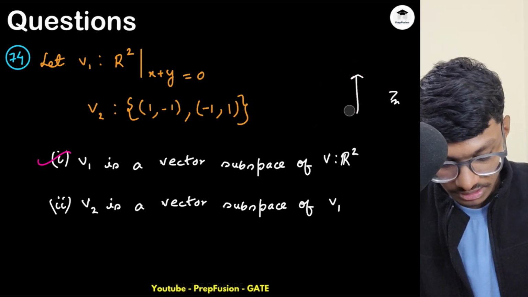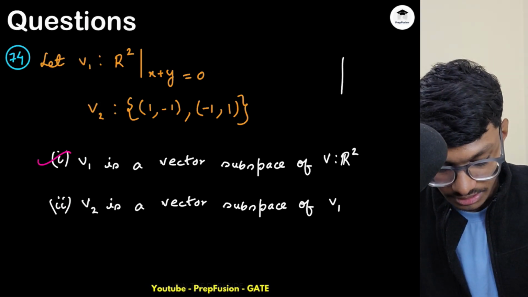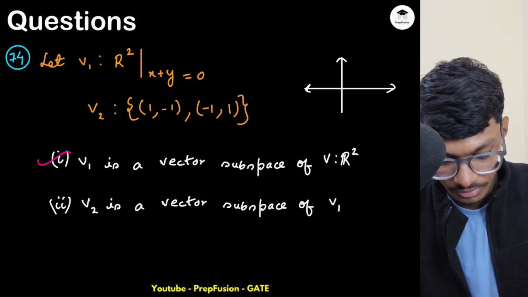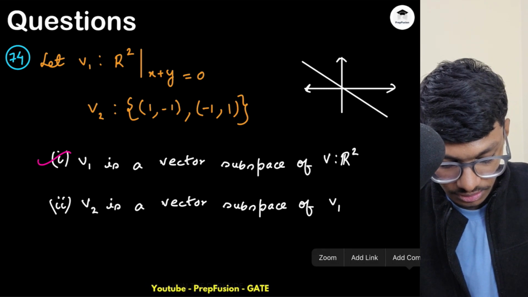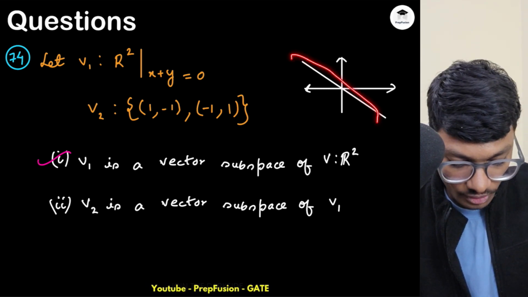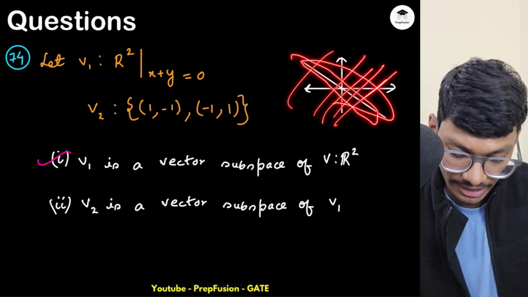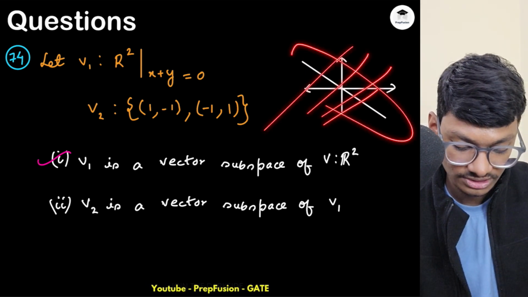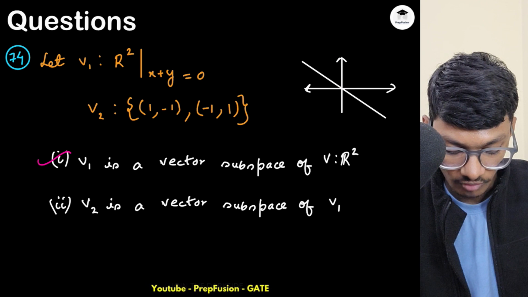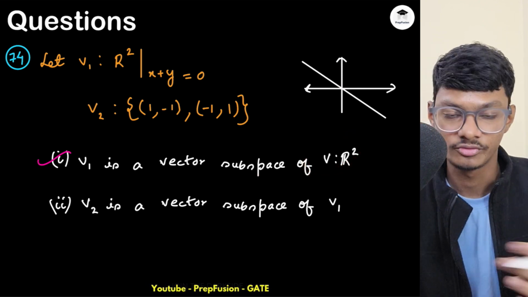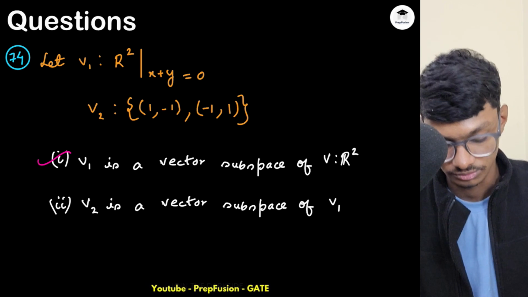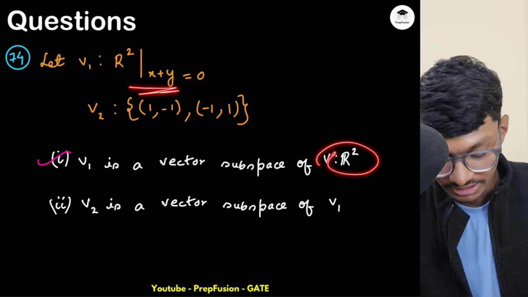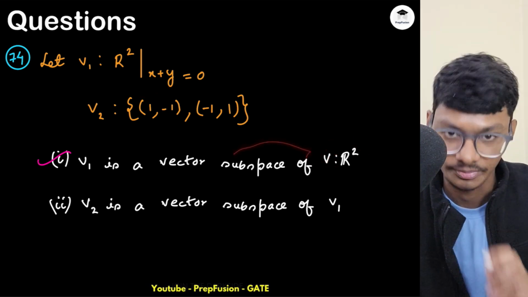Now x plus y equals 0 means y has to be equal to minus x. So it will be something like this. My vectors will only lie on this line, but R square was my whole vector space, and obviously this line is already included in it. So this line will be a vector subspace of R square. You can understand visually, or just theoretically: this is R square and this is also R square, and it has to satisfy that extra condition as well. So it will obviously be a subspace.